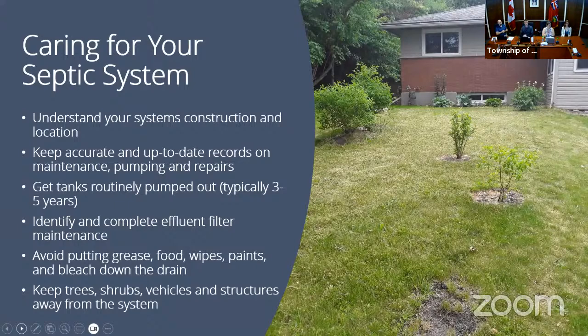Cleaning products, that's a few down. But just to get an understanding of how you can best help your system function. So, getting tanks routinely pumped out. The standard estimation is every 3 to 5 years. Identifying and completing effluent filter maintenance. You may not know that you have a filter, but if your tank was installed in the 2006, 2007 range or since then, it likely has an effluent filter, which likely means that you should be opening up that septic tank and cleaning that filter.